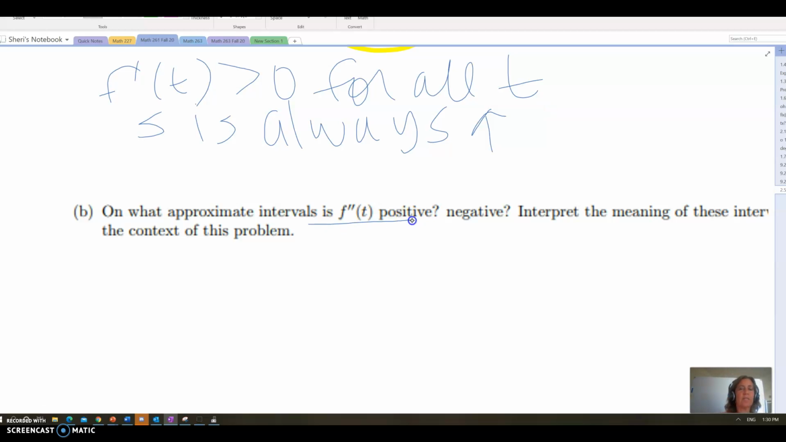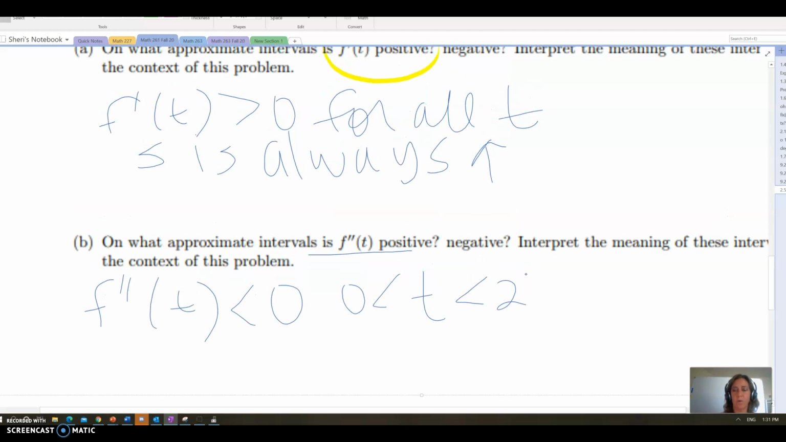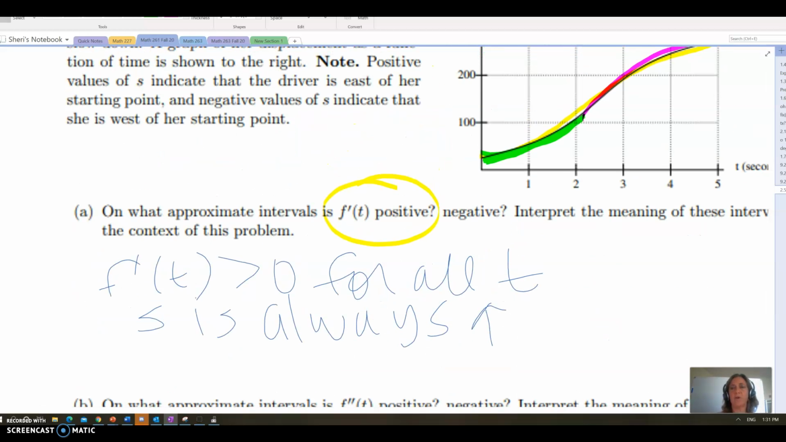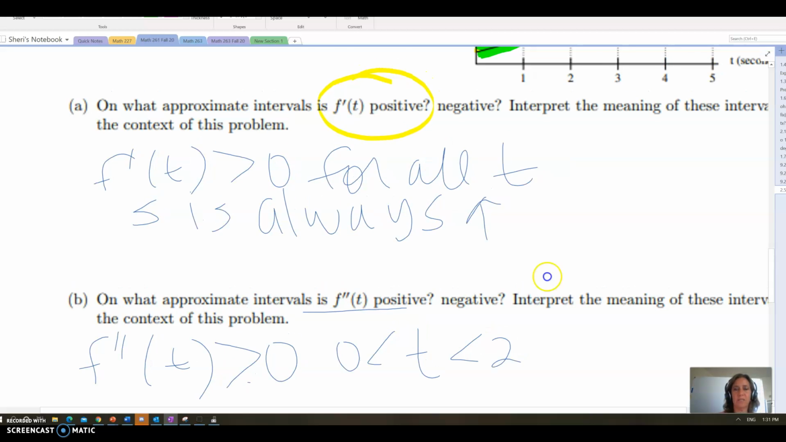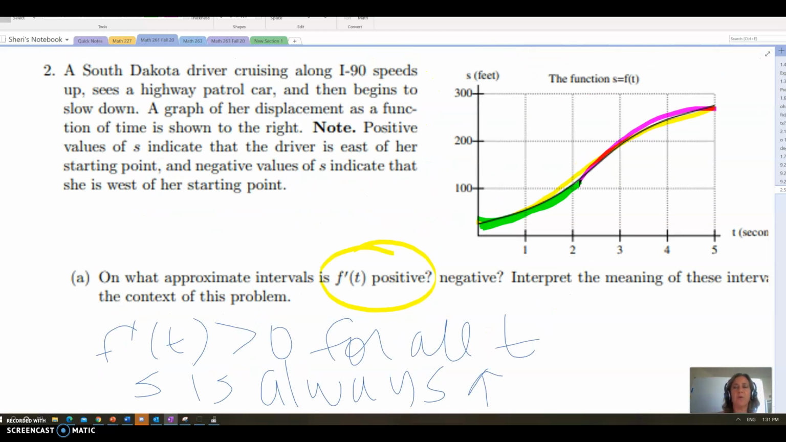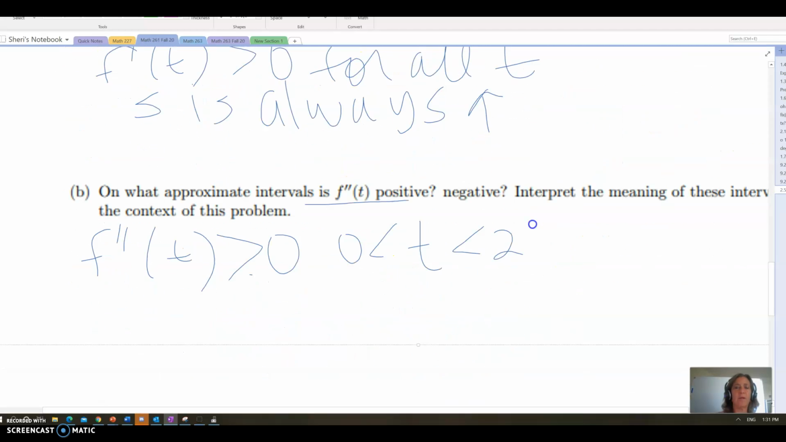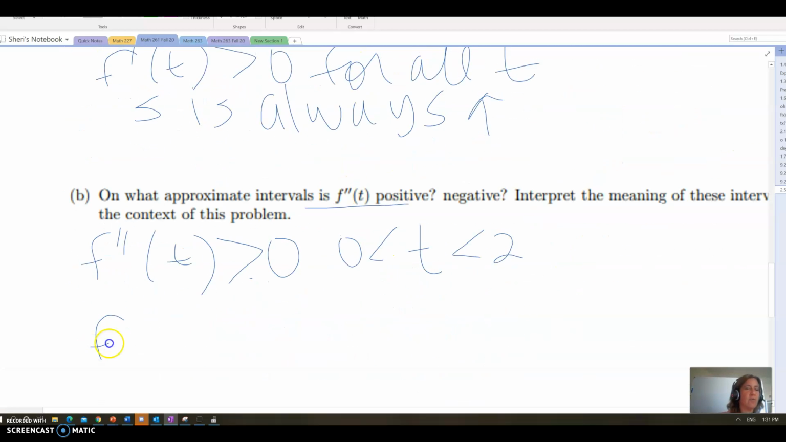So that's what they're asking here for the second derivative. So my second derivative is going to be negative when t was between 0 and 2. That's this part here. Sorry, that should be positive. That's what happens when I try and memorize the graph. So the second derivative should be positive when t is between 0 and 2. That's this part in green where my graph is concave up. And then from 2 to 5, where the graph was concave down, the second derivative would be negative.